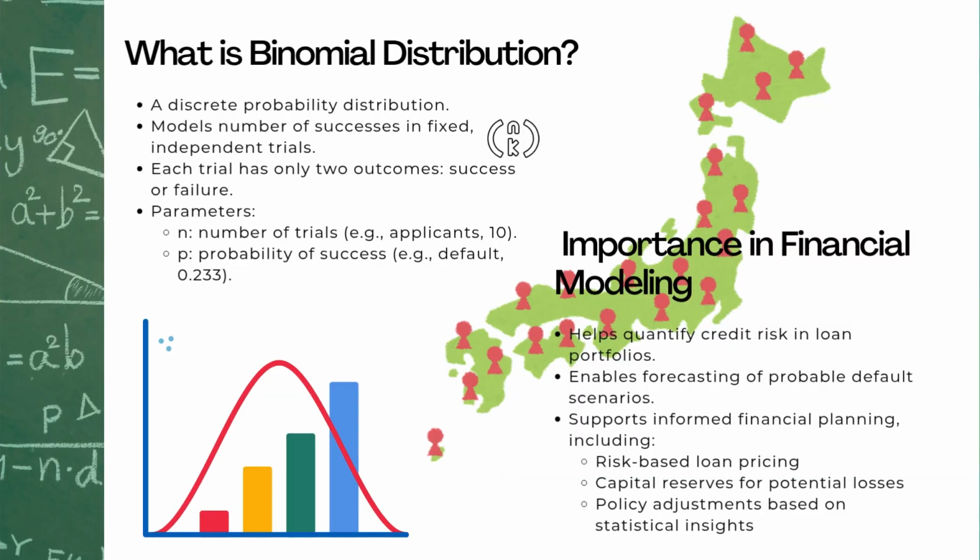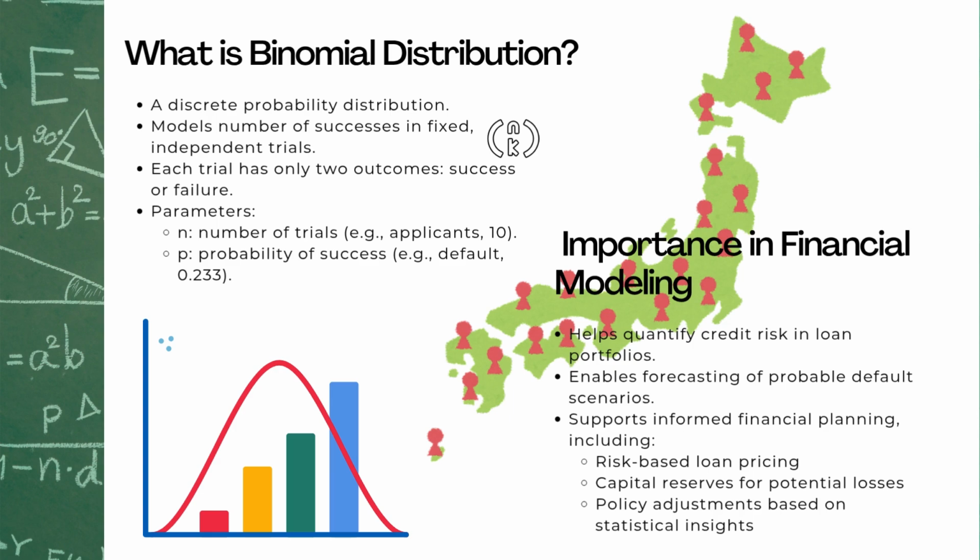To understand this model, we use the binomial distribution. It's ideal for situations with only two outcomes, like default or no default. Each applicant is treated as an independent trial, and we assume each has the same probability of default. The key parameters are n, the number of applicants, and p, the probability of default. We use the binomial formula to compute probabilities for different numbers of defaults.